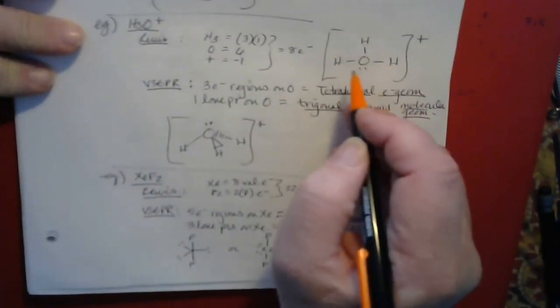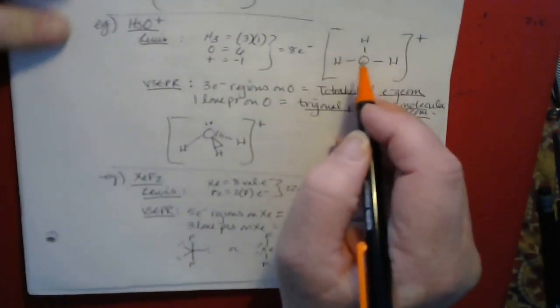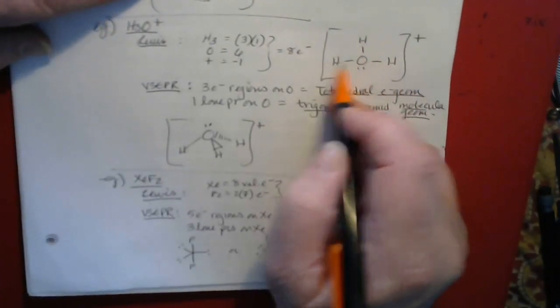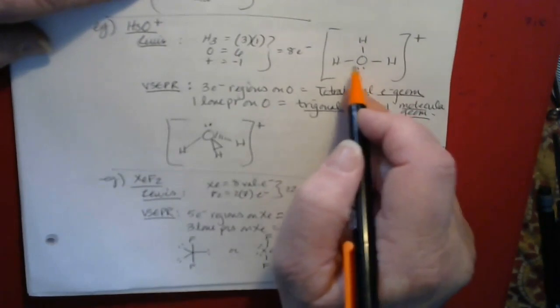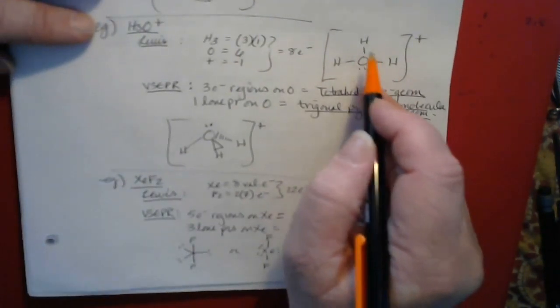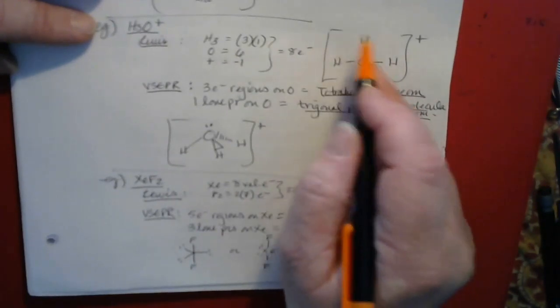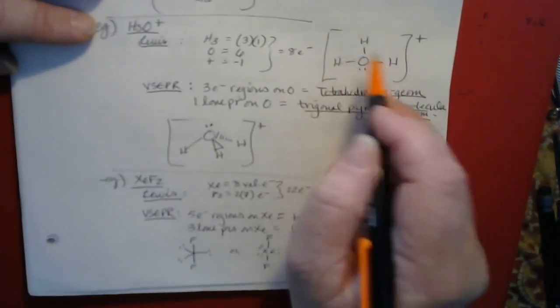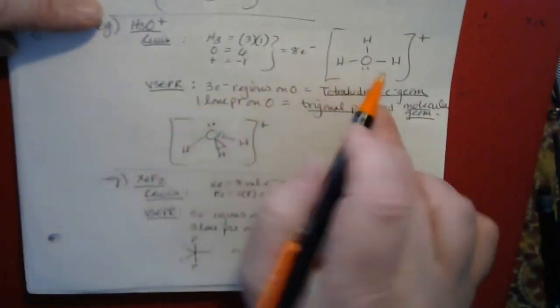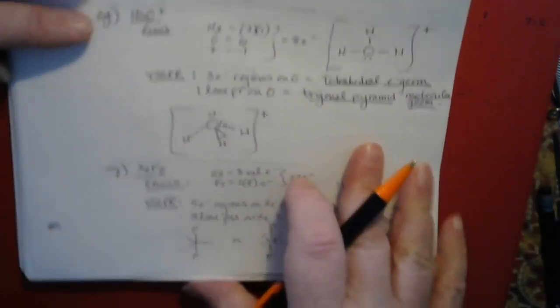We would put the oxygen in the center with a single bond to each of the hydrogens, and that uses up 2, 4, 6 electrons. We have 2 more left, so you put those on the oxygen as a lone pair, and we check for octets. Hydrogen doesn't want an octet, but oxygen wants an octet, and it has one. So everybody's happy. That is your structure for H3O+.